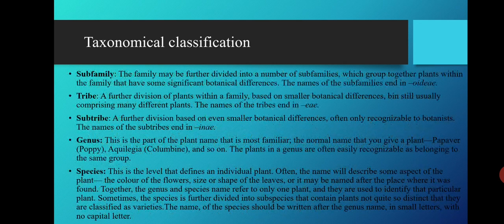Genus: this is the part of the plant name that is most familiar, the normal name that you give a plant. Papaver, that is poppy, and so on. The plants in the genus are often easily recognizable as belonging to the same group. Species: this is the level that defines an individual plant. So species is the last.